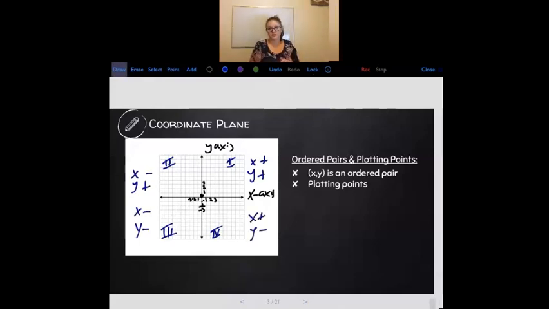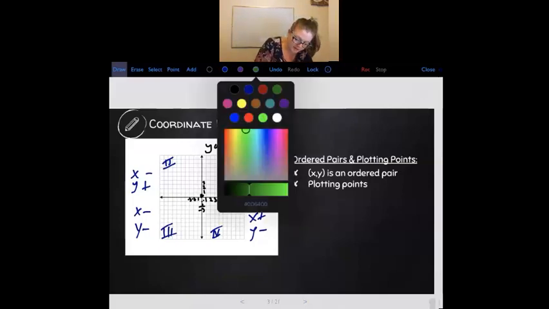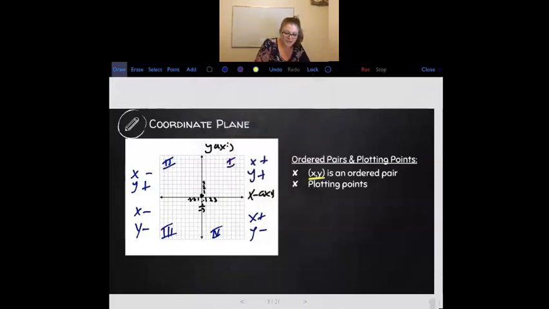So what's the coordinate plane used for? It's used to plot points, graph lines, or graph other things that can be helpful in solving various types of application problems. Okay, so what we're going to talk about here is ordered pairs and plotting points. Something that looks like this, parentheses, number, comma, another number, close parentheses, for the purposes of this lesson is an ordered pair. And an ordered pair is a location on the coordinate plane.